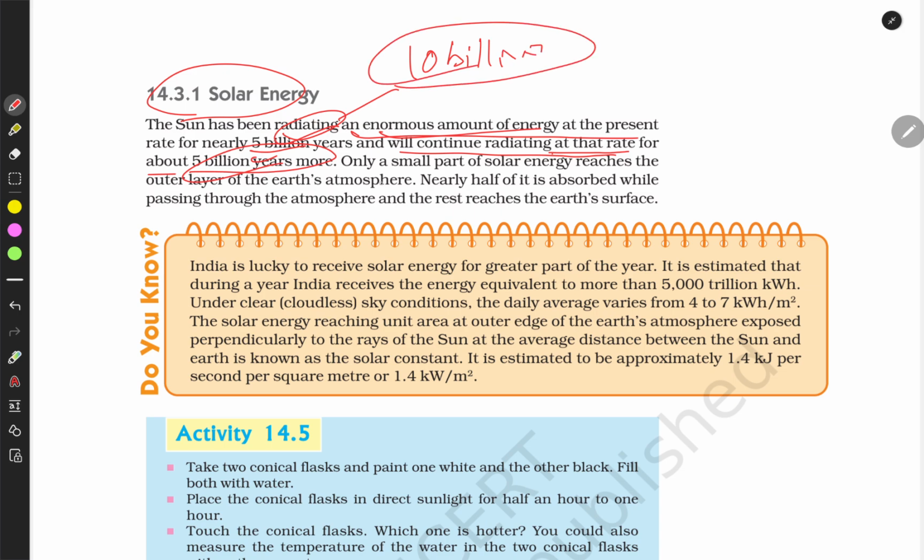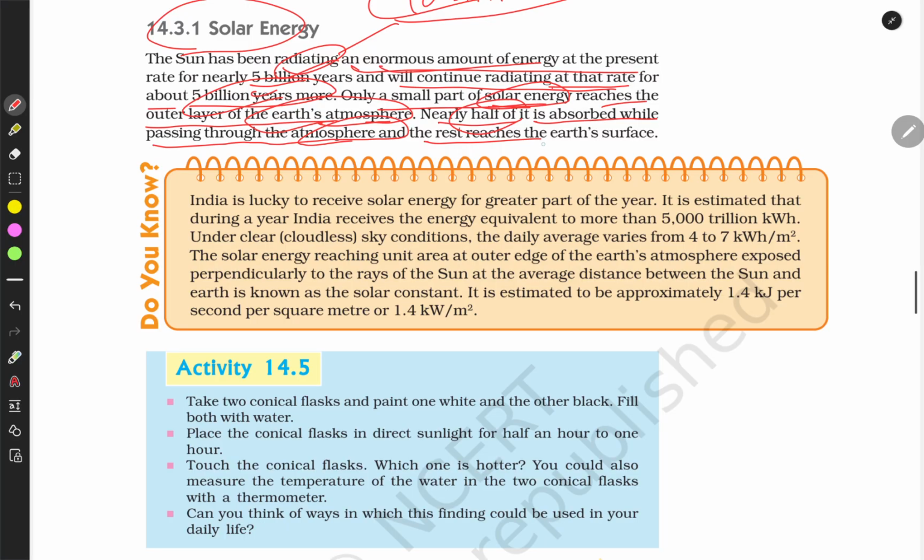Only a small part of the solar energy reaches the outer layer of the earth's atmosphere, and only half of it is absorbed by our atmosphere while passing through, and the rest reaches the earth's surface. That means only half.